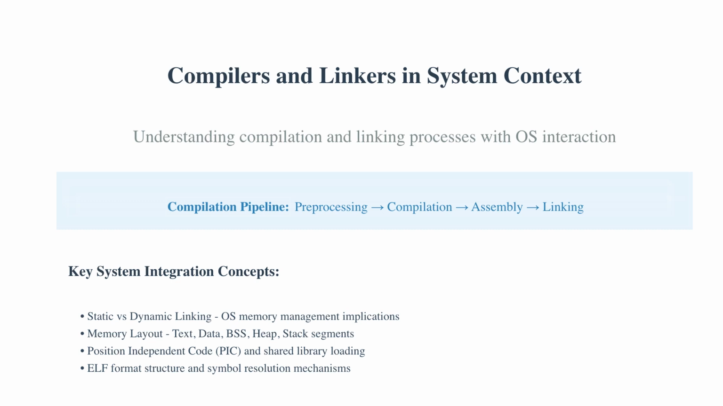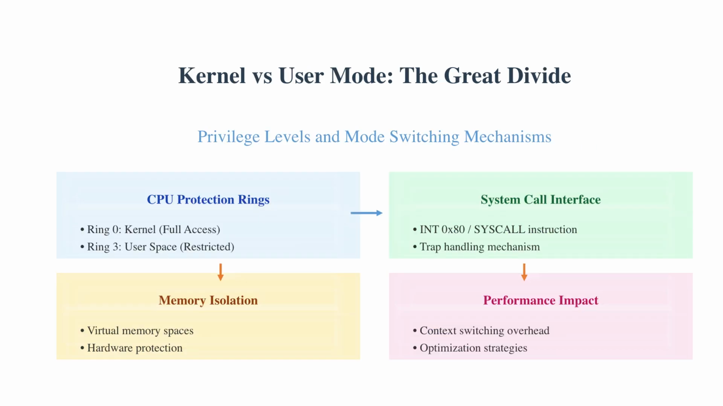First, static versus dynamic linking. This directly impacts how the OS manages memory and loads your programs. Then we have memory layout with text, data, BSS, heap, and stack segments, each serving a specific purpose in how the OS organizes your running program. Position-independent code enables shared libraries, which is crucial for memory efficiency. And finally, the ELF format and symbol resolution, the mechanisms that make it all work together seamlessly.